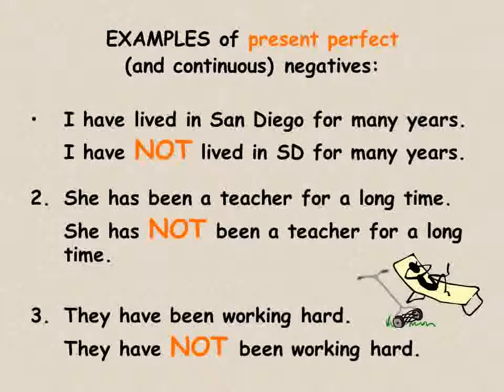Of course, in these cases, you could also use the contraction, I haven't lived in San Diego. She hasn't been a teacher. They haven't been working.